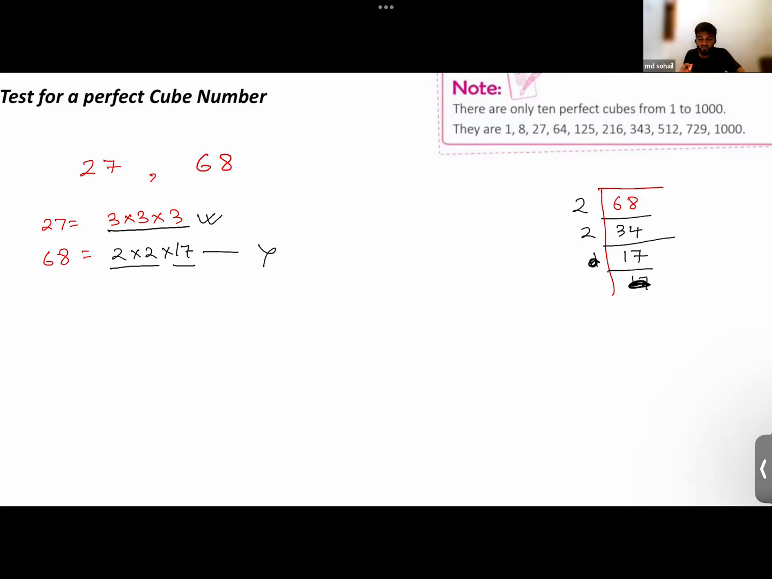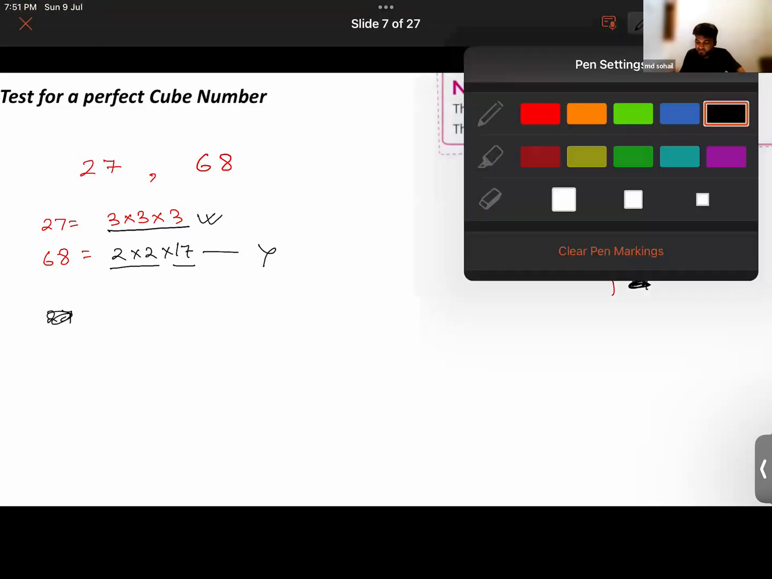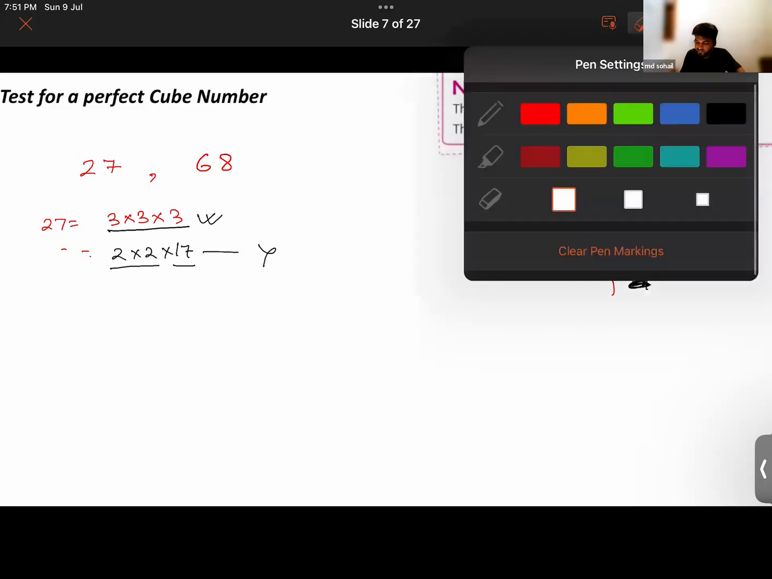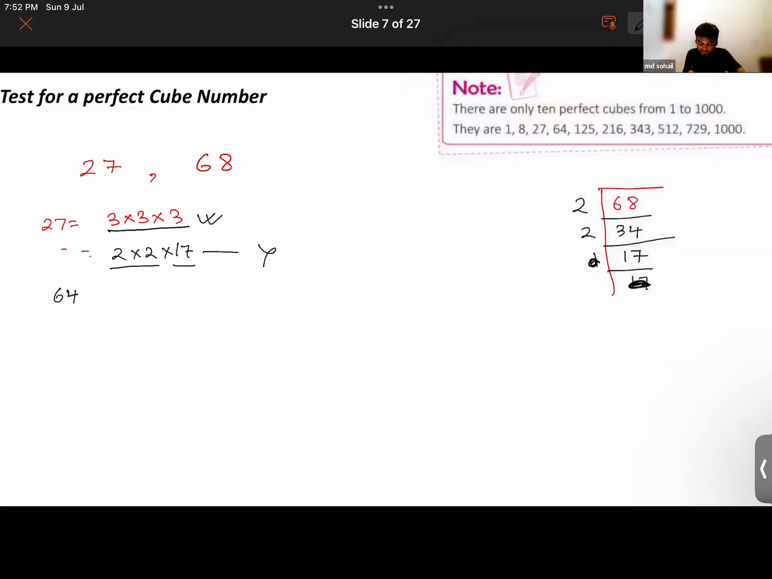Okay, now see for other numbers, like this number 64. Sir, 64 is 8 into 8. No, you need to take the small prime factors. Try representing it in the form like this, just like how we represented it here, and see for 1000 as well.